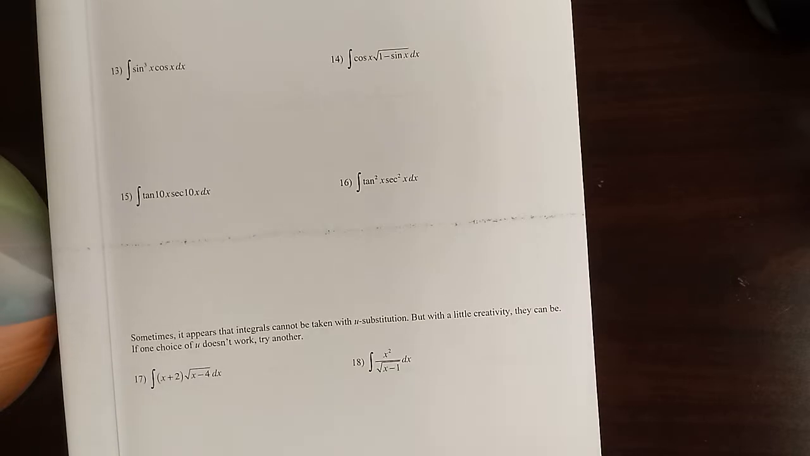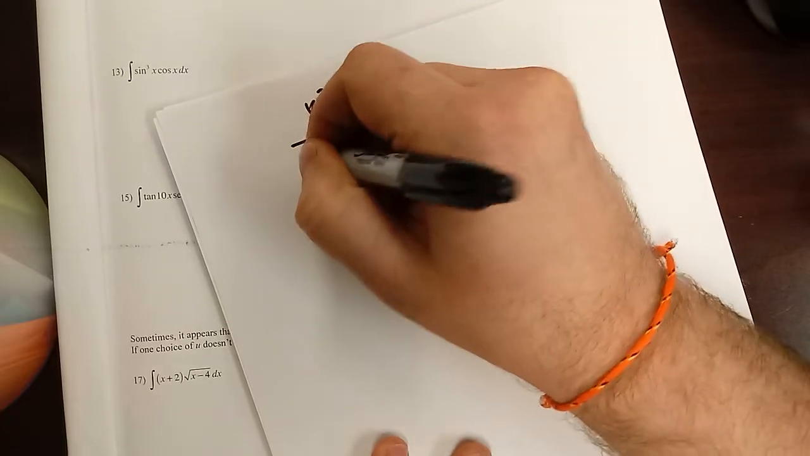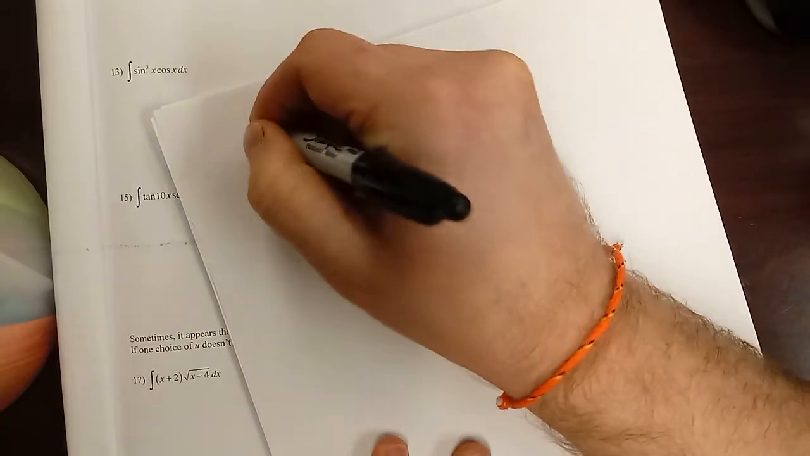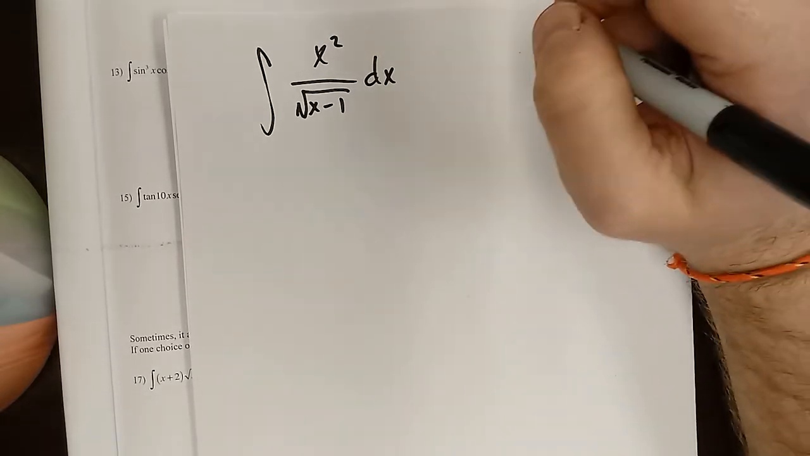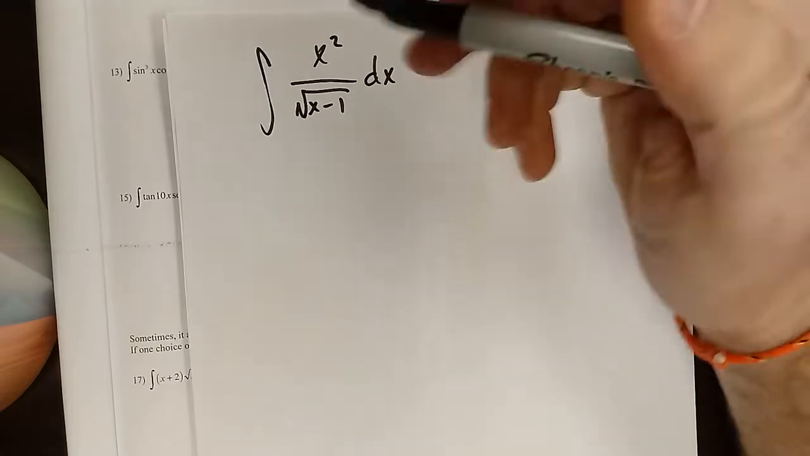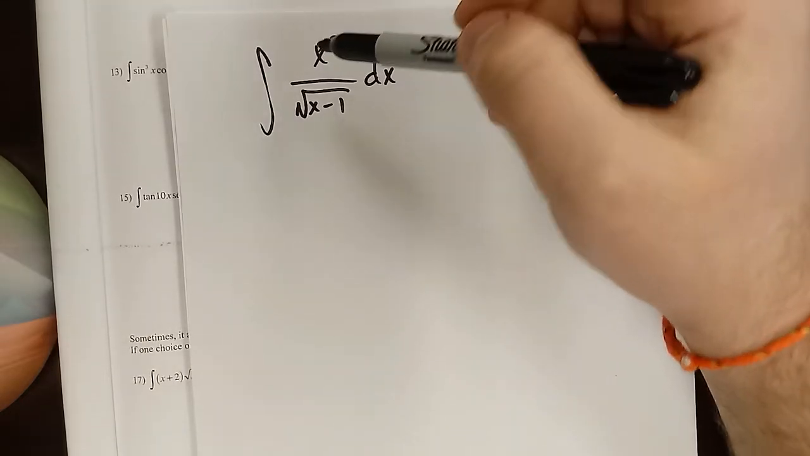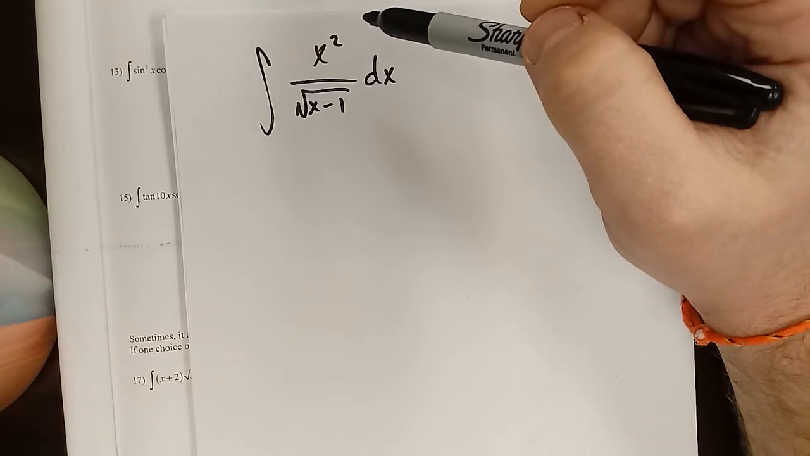Number 18, x squared over square root of x minus 1. Okay. All right, with 18, you probably are going to want to make x squared equal to u.